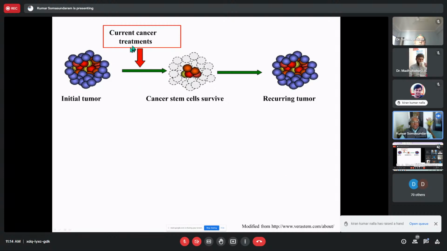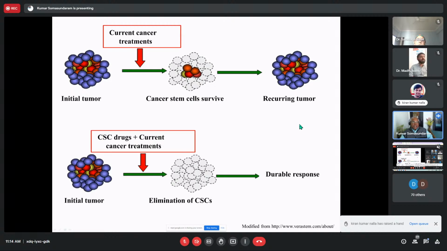The current treatments actually do not kill the stem cells and they remain alive. They are responsible for recurrence. So all over the world, people are trying to find drugs which can specifically target the stem cells so that you can combine them with the current treatments to get a durable response. Although those kinds of efforts have largely failed so far, still people are trying to identify drugs which can target cancer stem cells all over the world.